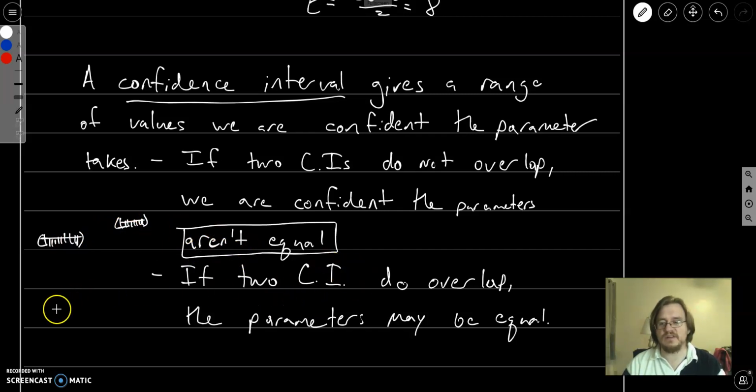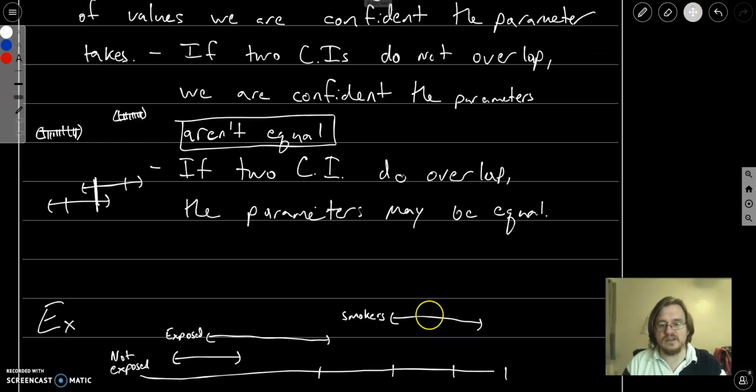So we're confident that they are not equal. However, if two confidence intervals do overlap, so if we had one confidence interval here and one confidence interval here, the mean for the first data set could be here, and the mean for the second data set could be there. They could have the same mean. So if they do overlap, we can't say a whole lot. They could be equal. They might not be. The mean might be there, the mean might be there. But they could be equal.